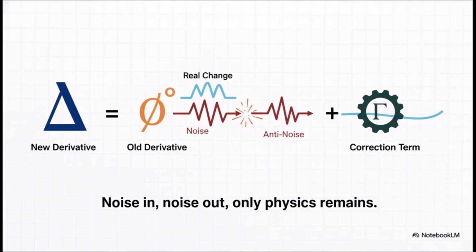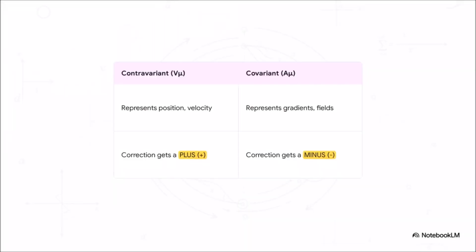And so, the new improved tool, the covariant derivative, is just beautiful in its simplicity. It's nothing more than the old flawed derivative plus this new correction term we just built. The first part gives you the real change plus the noise. The second part comes in and subtracts that noise, leaving you with only the real physical change. It's perfect.